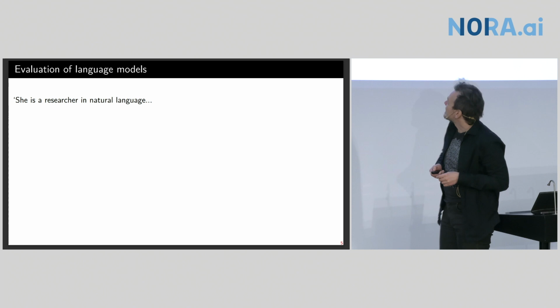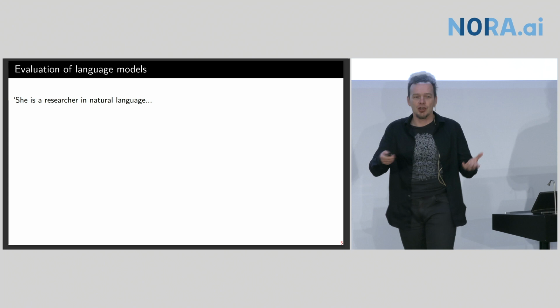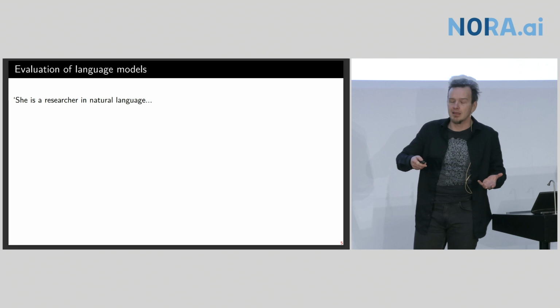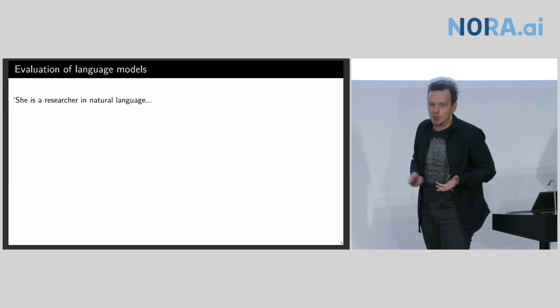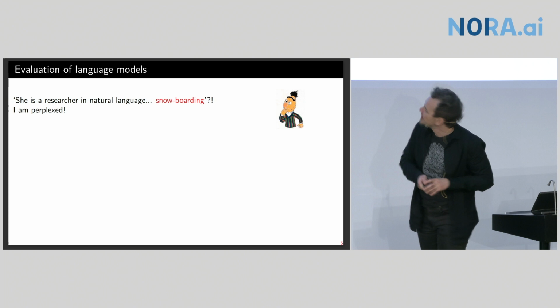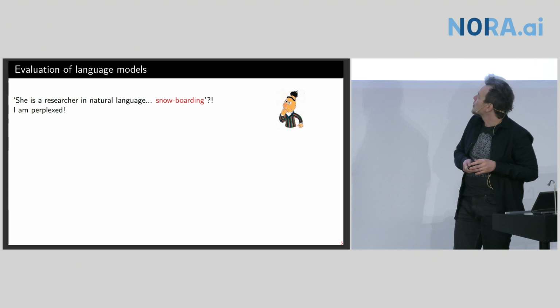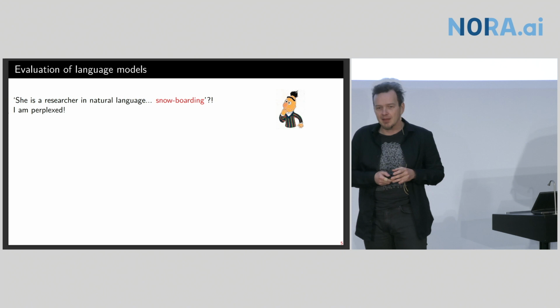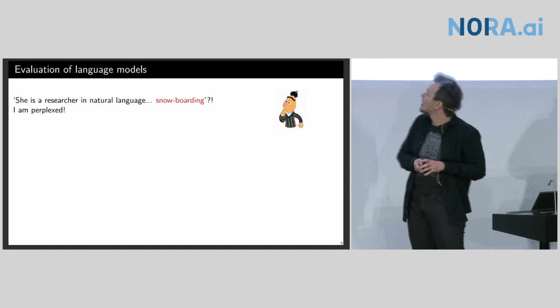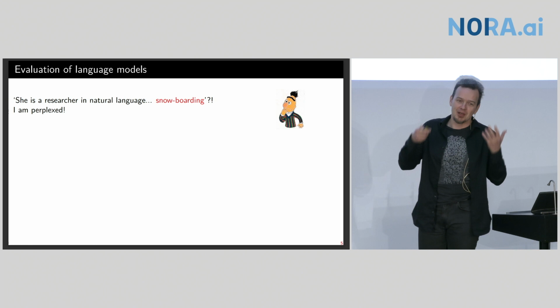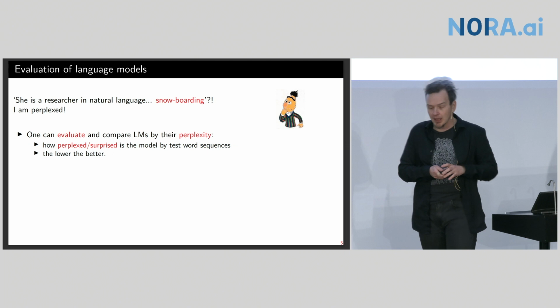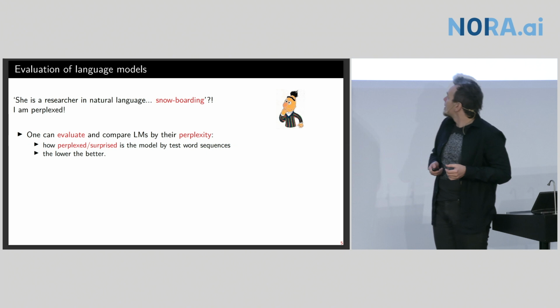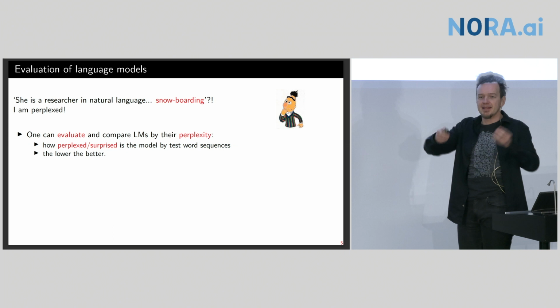An important thing for us in natural language processing is always evaluation. How do you compare different systems against each other? In the case of language models, we also want to evaluate them. If a language model sees a sentence, "she is a researcher in natural language", and then predicts that the next word should be "processing" or "understanding", but in fact the real word coming after is "snowboarding", then the language model is perplexed. Perplexity is the concept used to evaluate how good a language model is. It is essentially the degree of surprisal of a language model when it sees the test word sequences. So how surprised is it when it sees some words?